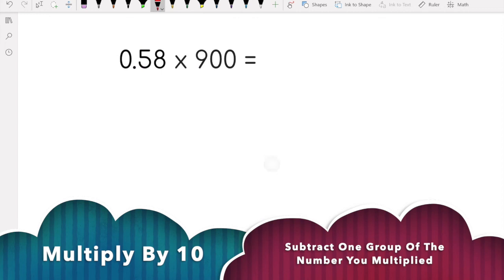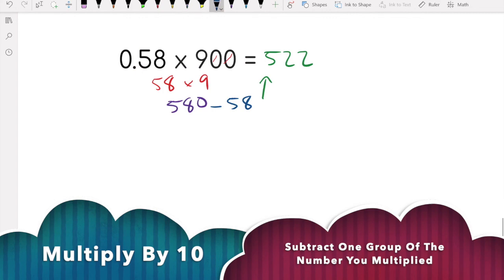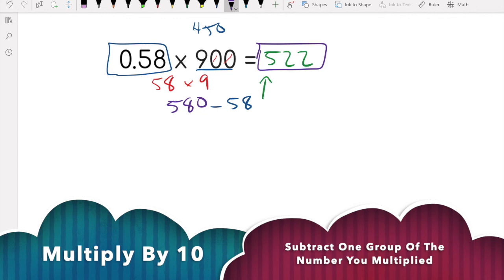Okay, last one. So we ignore the decimals and the zeros to the right. So we have 58 times 9. So we write 58 times 10, which is 580. And we minus one group of 58. And that gives us 522. And now we need to consider the decimal. So this is a little over 50% or a half. Half of 900 is 450. So it's got to be bigger than 450, but not too much bigger. So 522 makes sense. It can't be 52, and it can't be 5.2. So this is my answer.